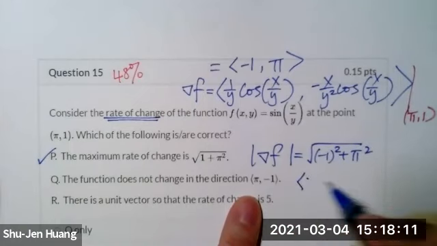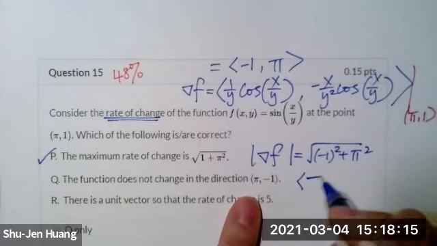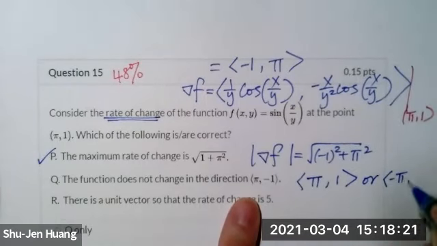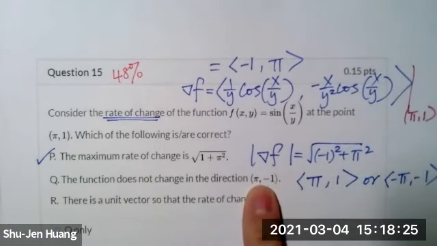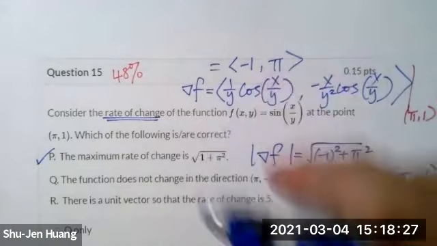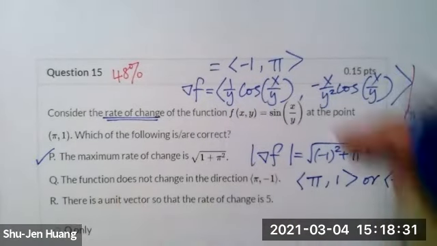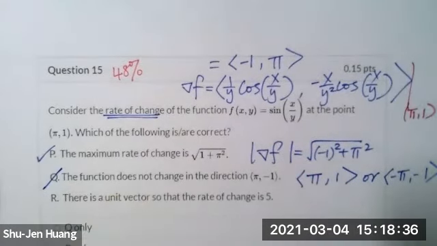1 pi, 1 pi? Or is it pi comma 1, right? Oh, that's what I meant. Sorry. Or opposite direction, okay? But not this one. When you do the dot product, it doesn't equal 0, okay? The function does not change. You need to, when you do the dot product, have 0 here, okay? So Q is not correct.